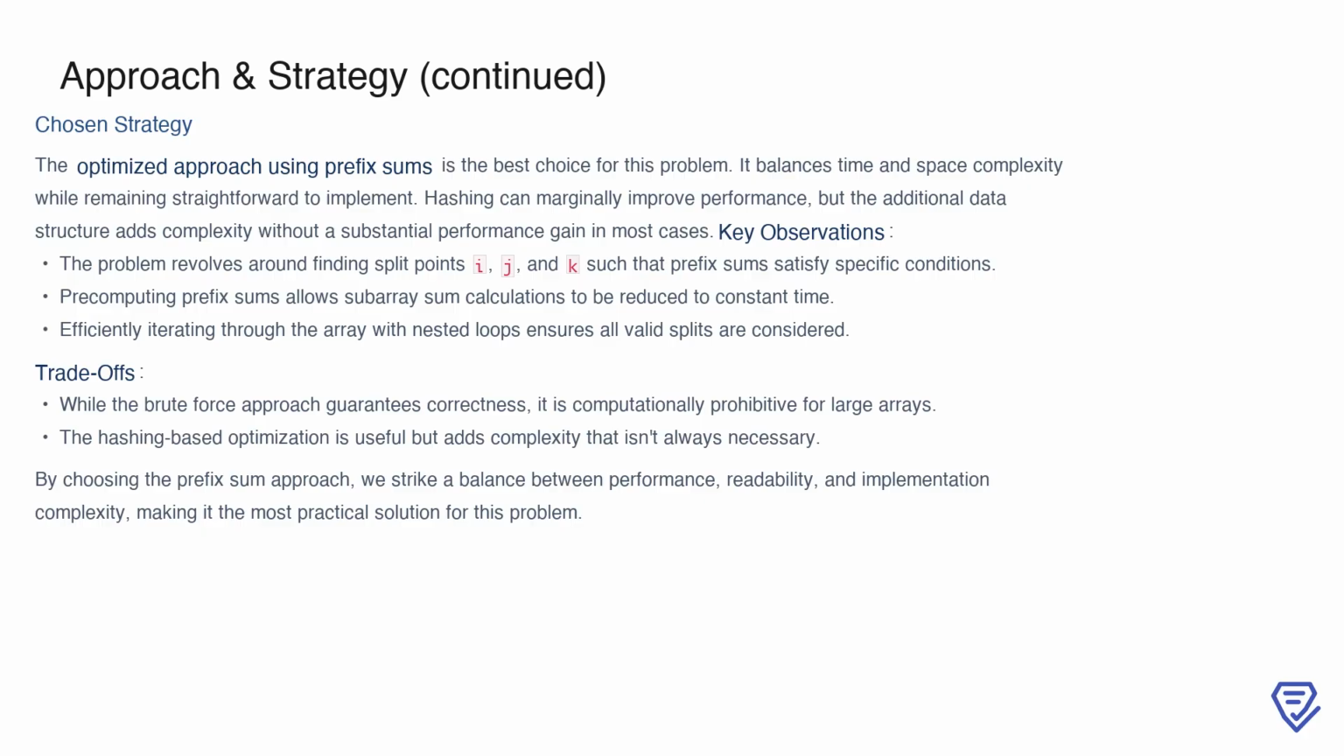By pre-computing the prefix sums, we can calculate subarray sums in constant time, making the iterative process efficient. Compared to the brute force approach, this method drastically reduces time complexity while still guaranteeing correctness for moderately large arrays. Overall, the prefix sum approach is the most practical and balanced solution for solving this problem.